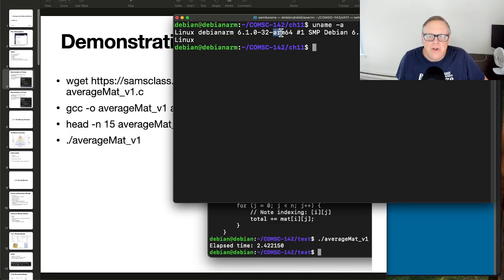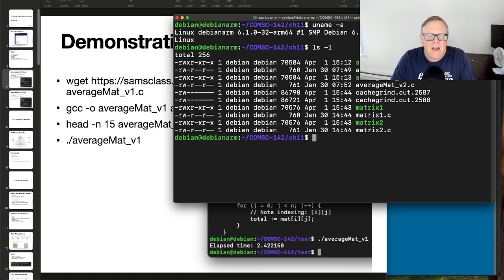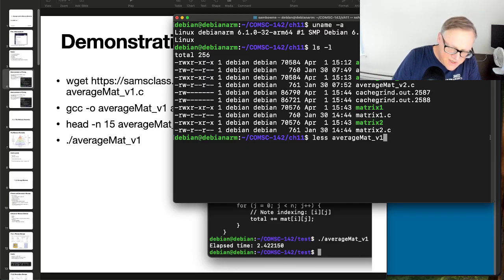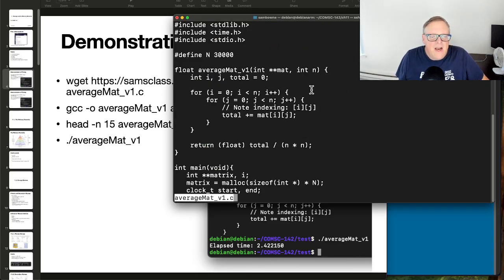You can see that here too. So that's what we want. And for this demonstration, it'd be fine if you used Intel too. It doesn't really matter. Later on, it's going to matter that I'm using ARM. So if I look at this, I've got two things here called average mat. And if I look at the source code, average mat v1.c. All right, this one here.